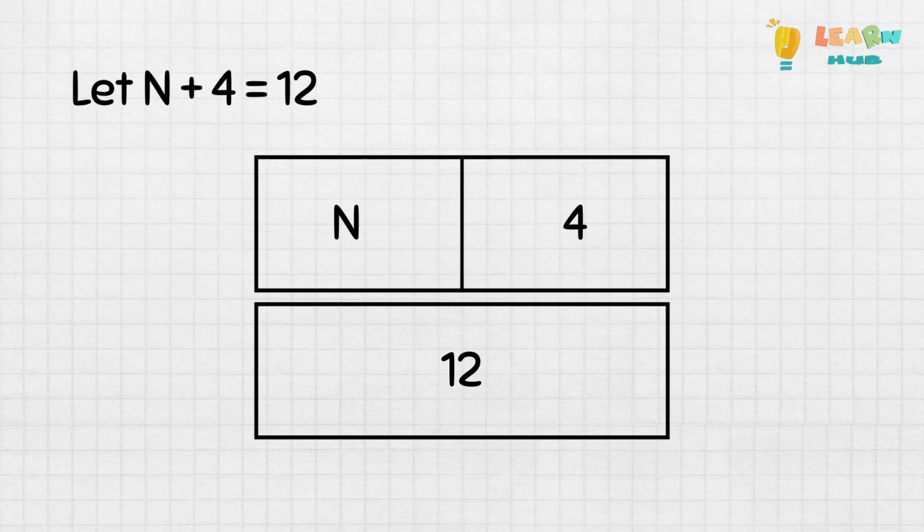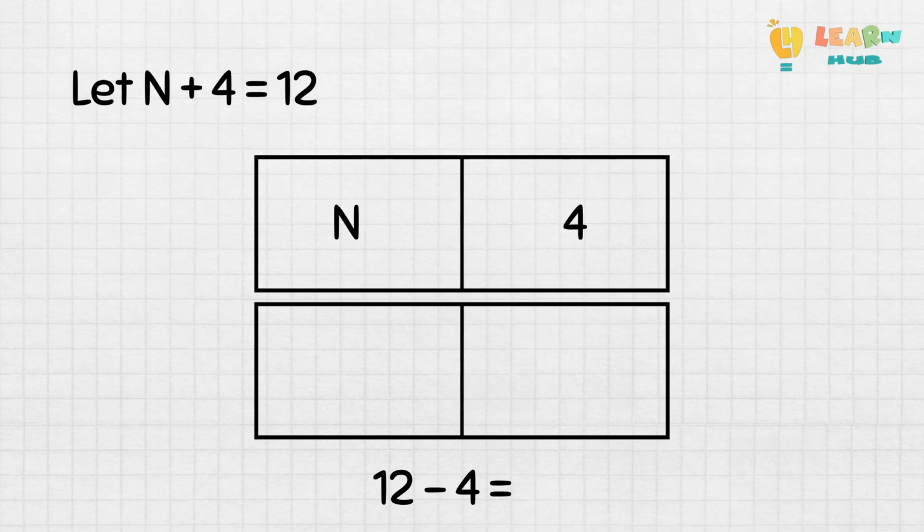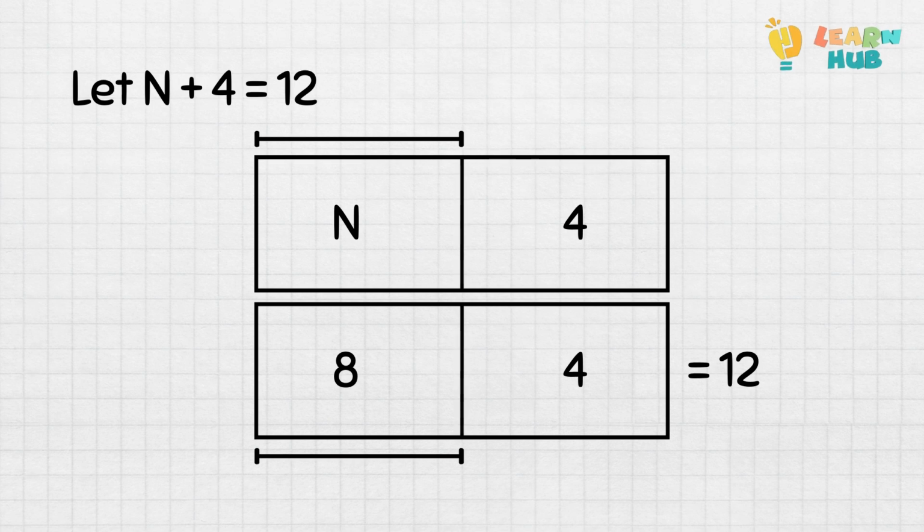Now, let us go to the bar at the bottom. Notice that when we cut a portion with the same length with the other bar that is equivalent to 4, we can show it like this. Since the entire bar represents 12, and we just cut a portion equivalent to 4, the other segment must be equal to what number? Correct! It will be equivalent to 8 to complete the bar. What do you notice? The bars that represent n and 8 have the same length. This means that n equals 8.